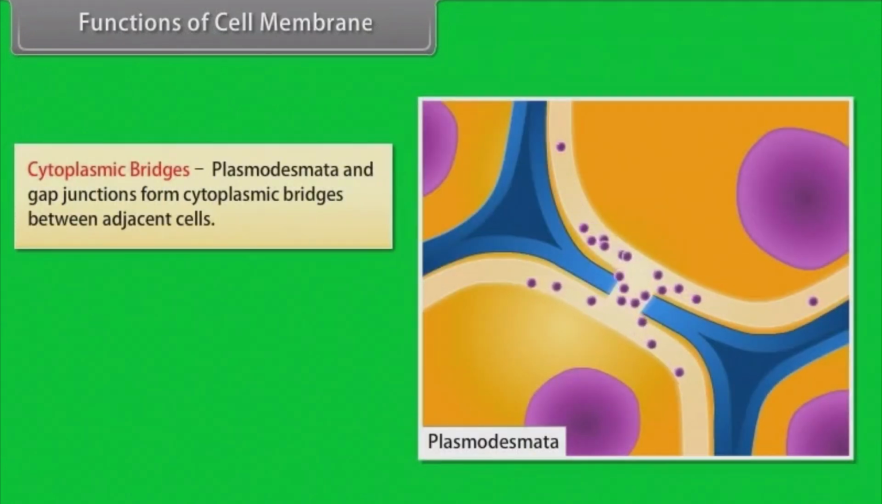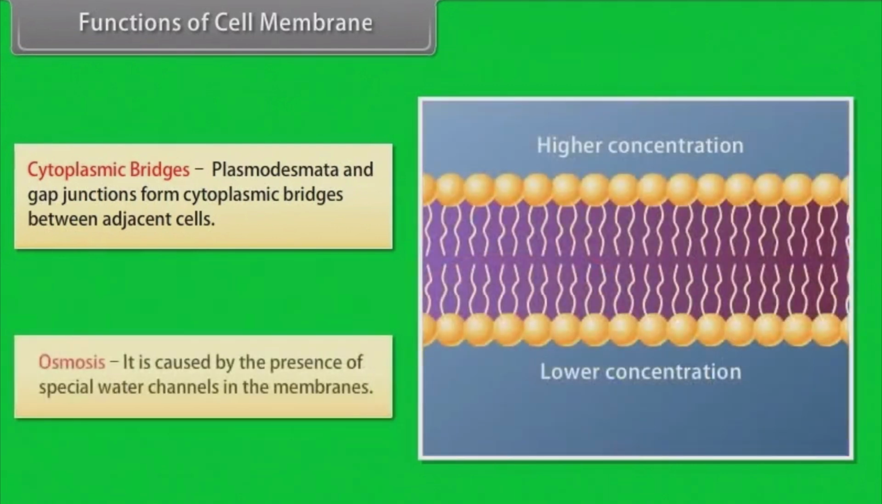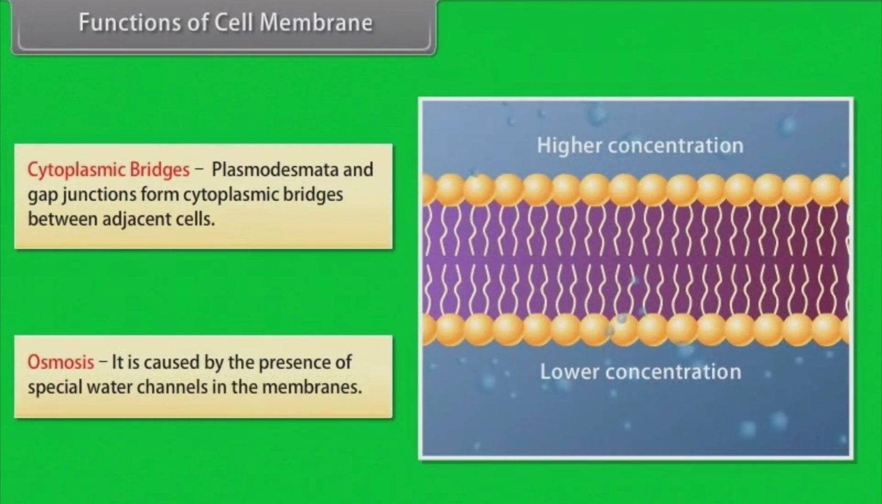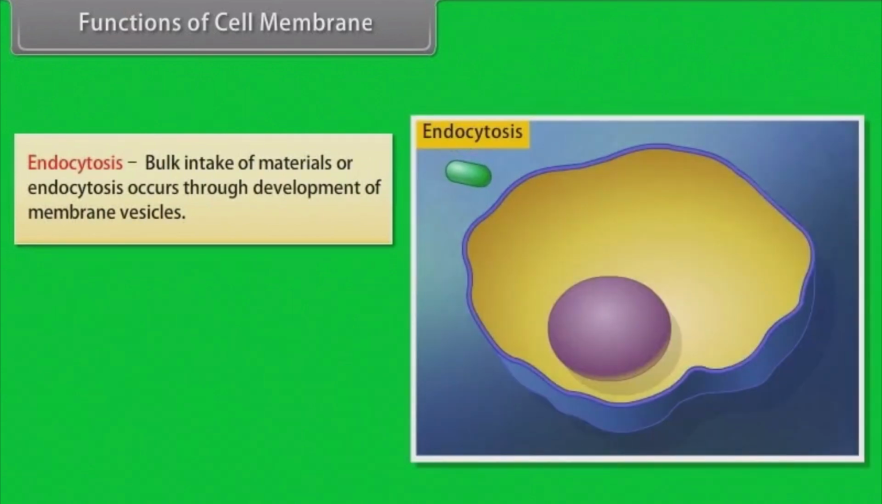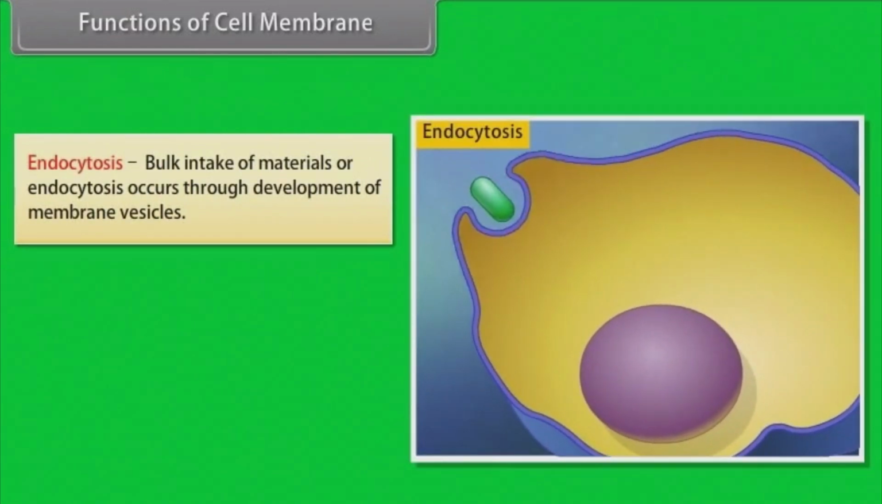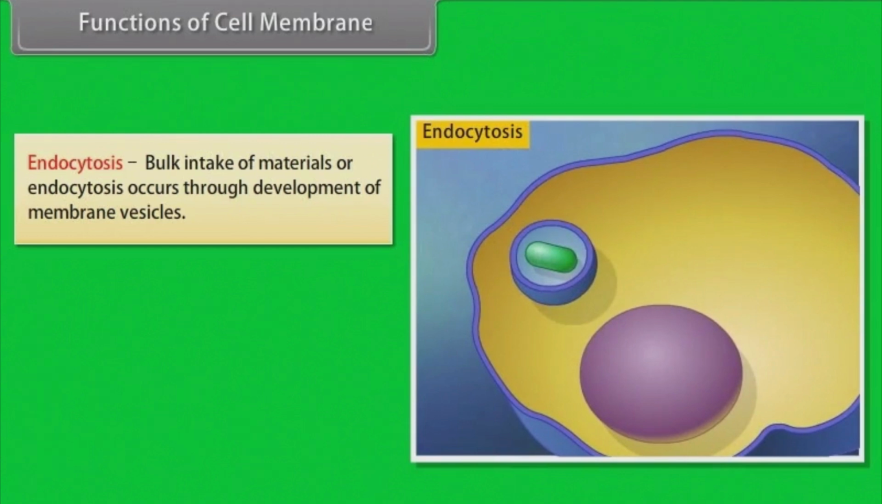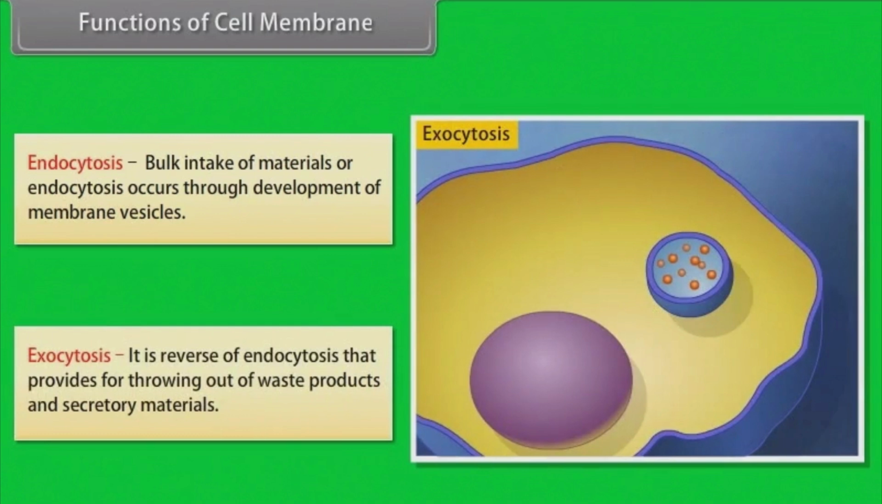Cytoplasmic bridges. Plasmodesmata and gap junctions form cytoplasmic bridges between adjacent cells. Osmosis. It is caused by the presence of special water channels in the membranes. Endocytosis. Bulk intake of materials or endocytosis occurs through development of membrane vesicles. Exocytosis. It is the reverse of endocytosis that provides for throwing out of waste products and secretory materials.